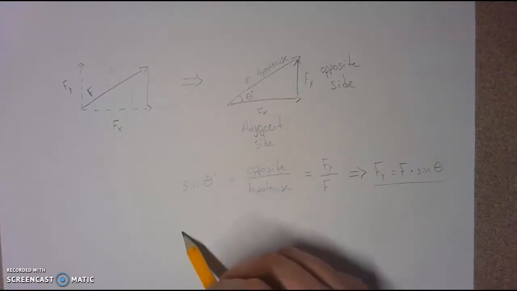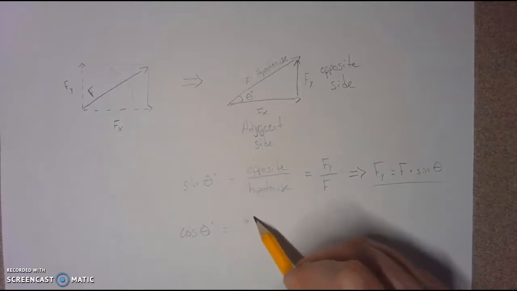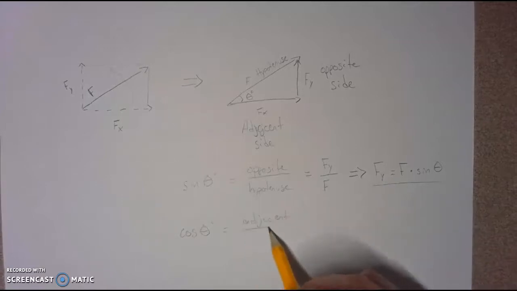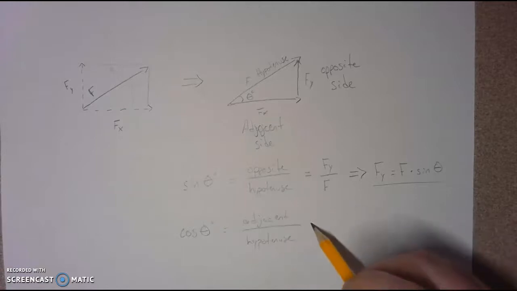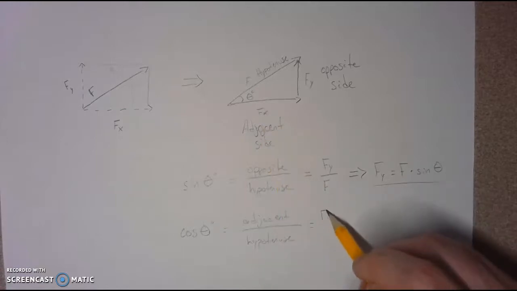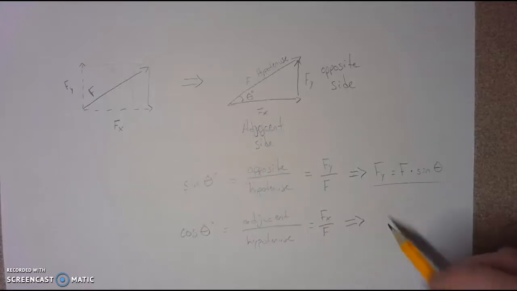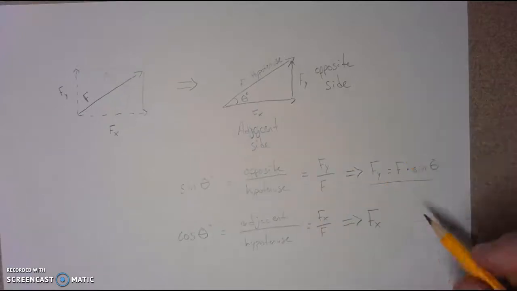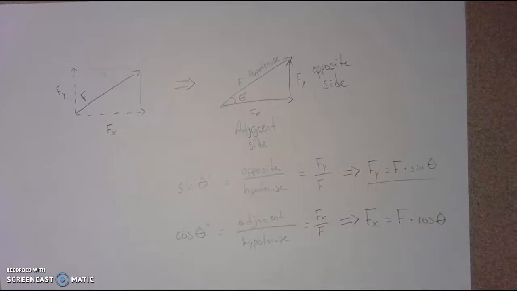Okay, so that's one important equation that we can use, knowing this relationship of our triangle here. The next one is going to be cosine of theta is equal to our adjacent side over our hypotenuse, which in our case is Fx over F. So if we rearrange that, we get Fx, the x component of F, is equal to our force times cosine theta.